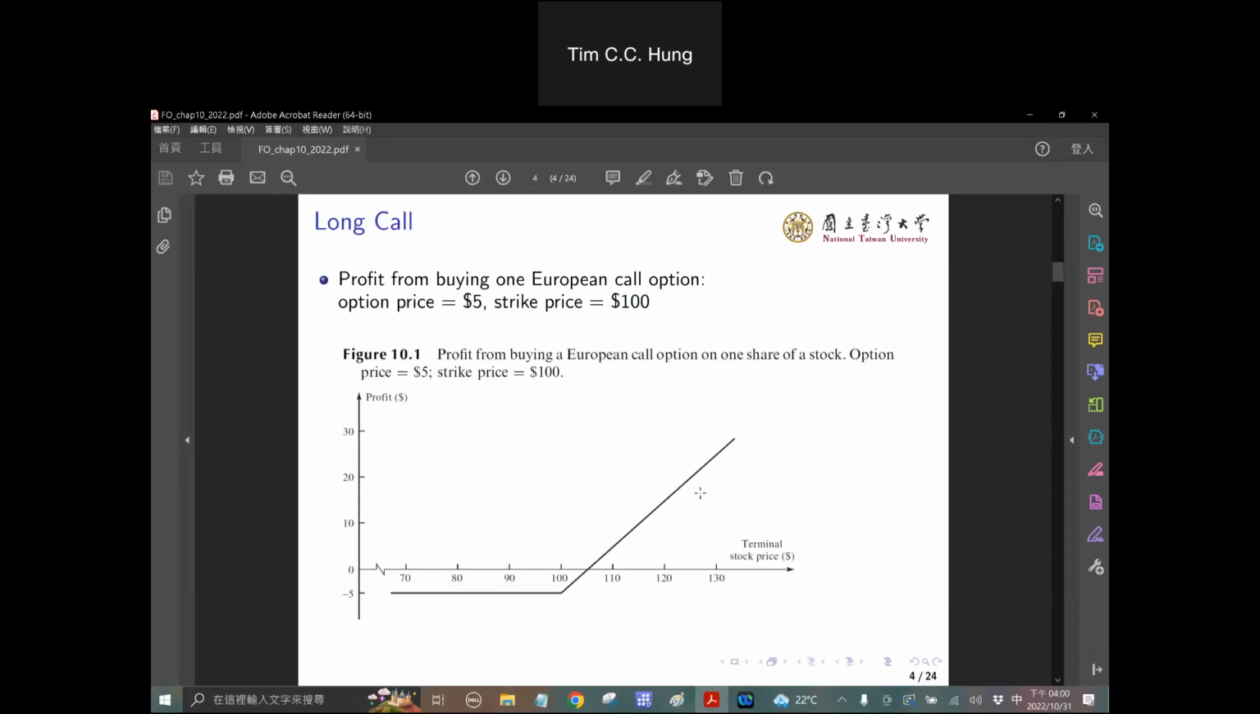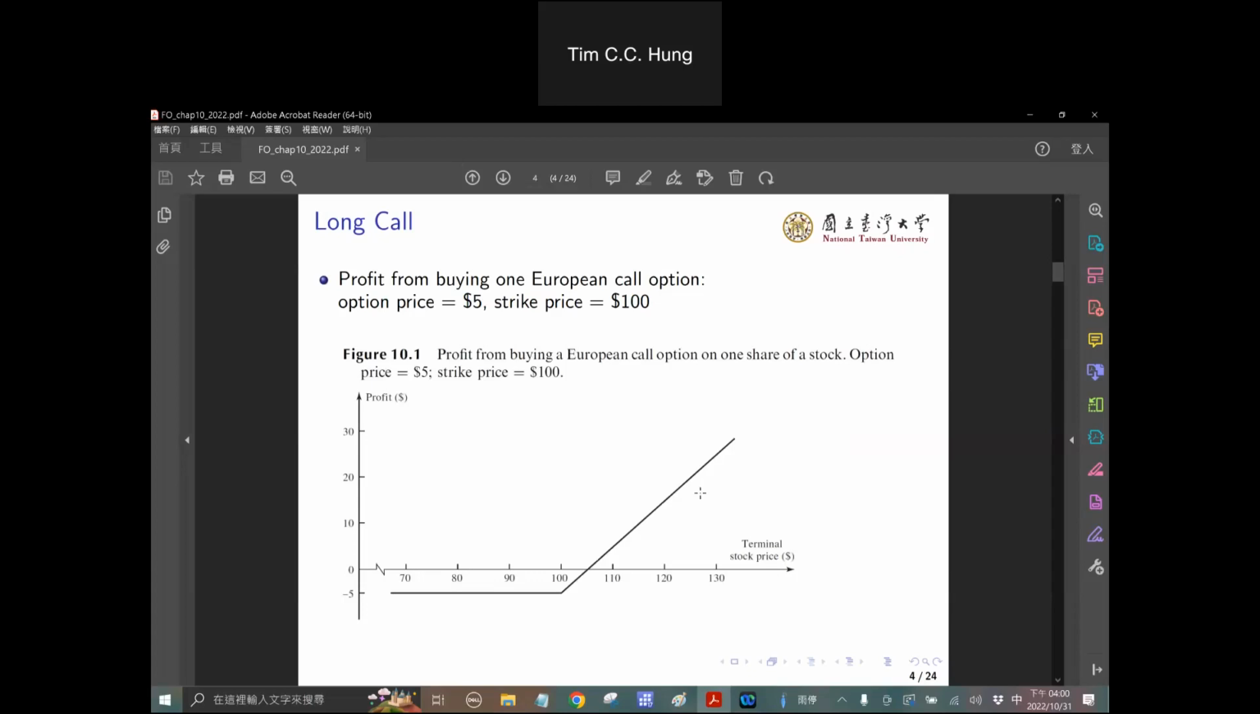In this case, we're talking about buying 1 European call option. The option price is $5. The strike price is $100. And for any kind of figures, whenever you get the figures, make sure you check what is on the vertical axis and also on the horizontal axis. Here, the horizontal axis is the stock price at maturity. It says that at maturity, the stock price can have a range as low as more than $70 or as high as more than $130 per share.